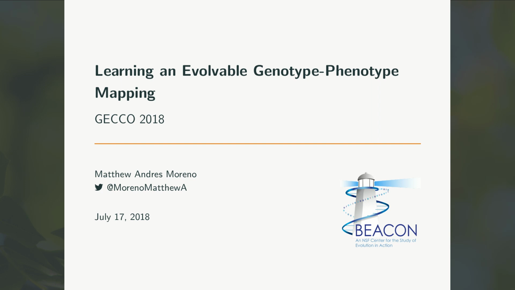I'm a graduate student at Michigan State University working at the NSF BEACON Center, and I'd like to share with you a recap of the presentation I gave at the 2018 GECCO conference on my work with Dr. Wolfgang Banzhaf and Dr. Charles Ofria using autoencoders to learn evolvable genotype-phenotype maps. And so we use the word evolvable in the sense of evolvability.